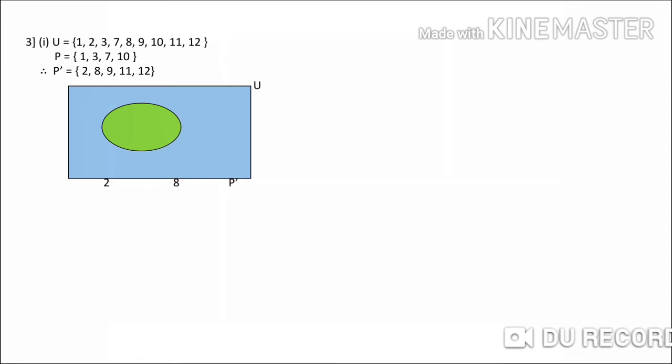This we can represent by using a Venn diagram like this. U, the universal set, is shown by a blue color rectangle and set P is shown by a green color oval shape, and P complement is shown in that Venn diagram.